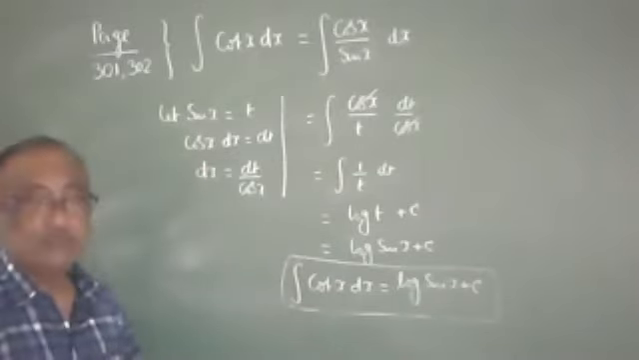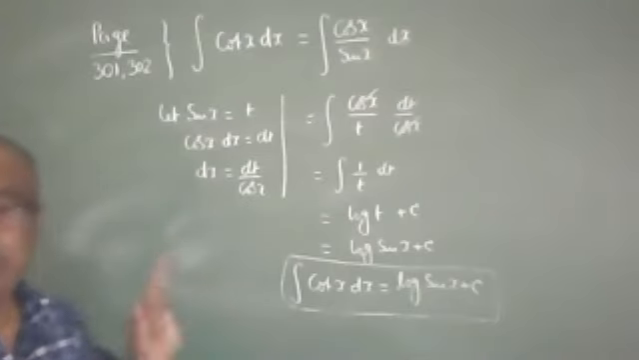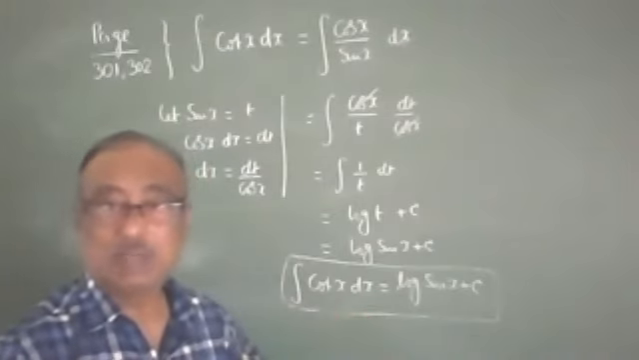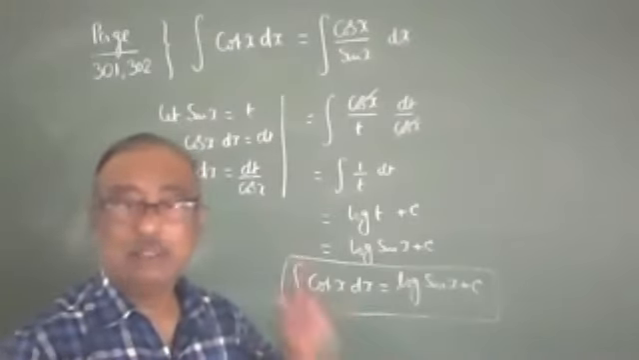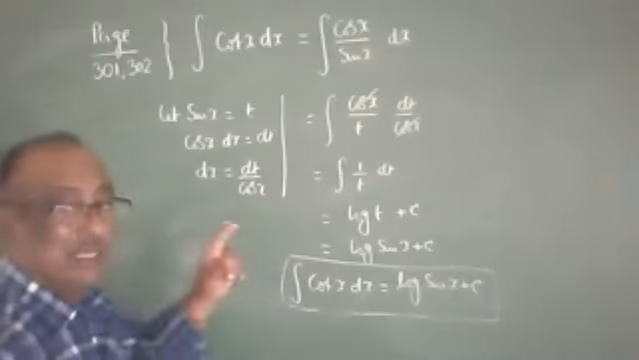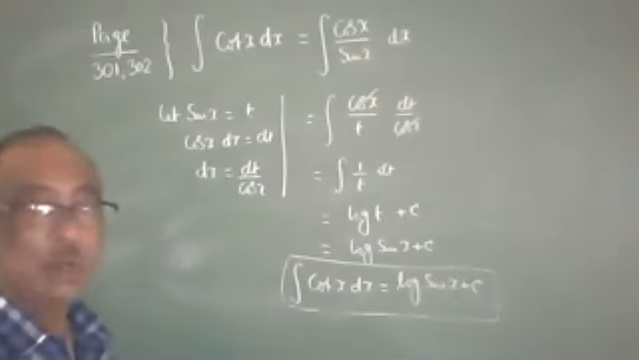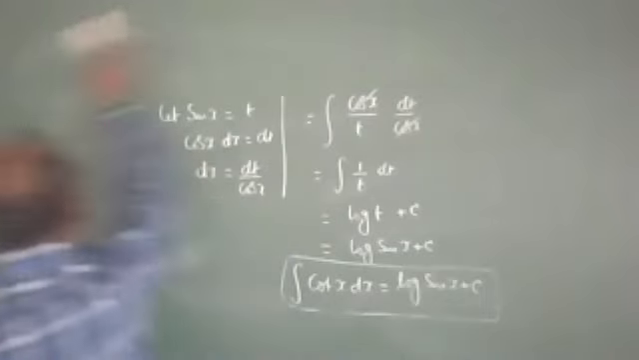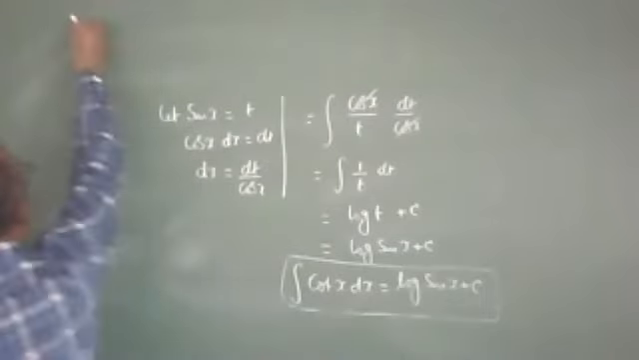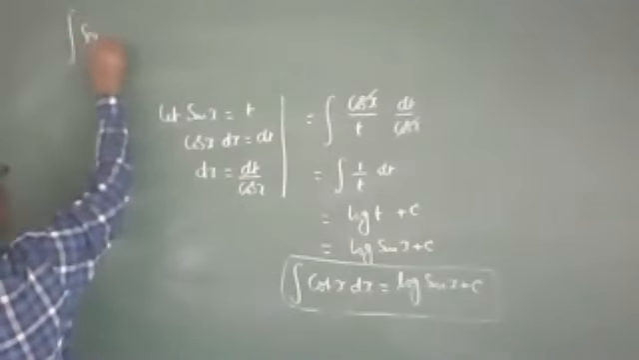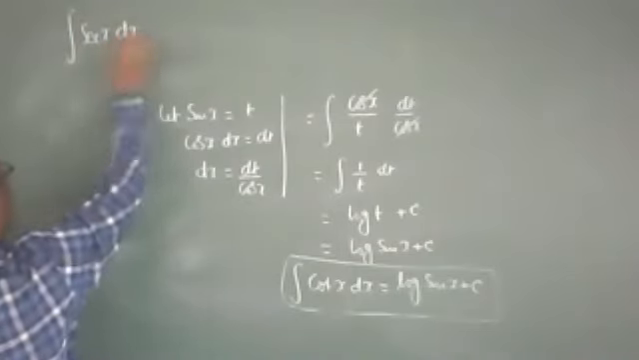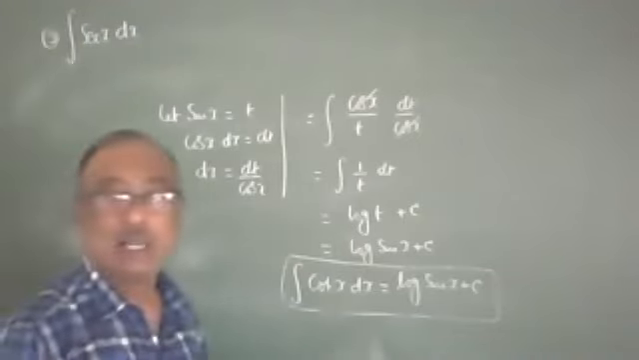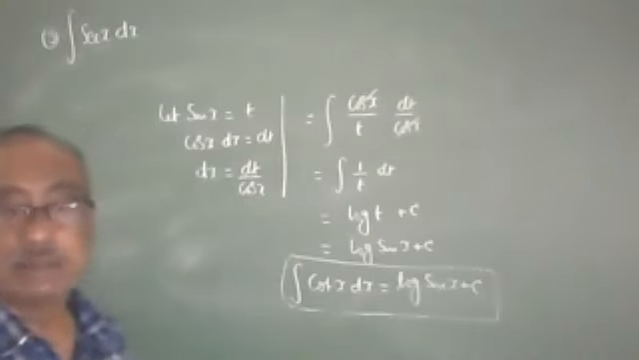Right, next. Tan x formula is completed by the substitution method. Cot x formula is completed by the substitution method. Now I go to the next point, the secant x formula, which I am going to prepare. Right, everyone write down the secant x formula: integral of secant x into dx.